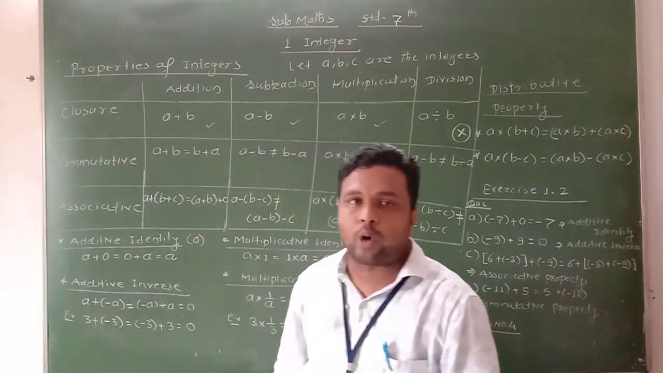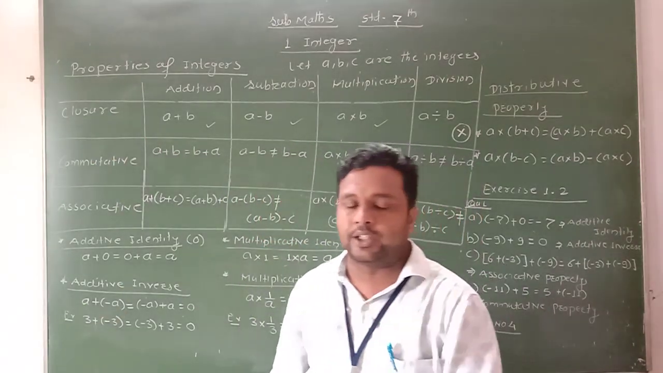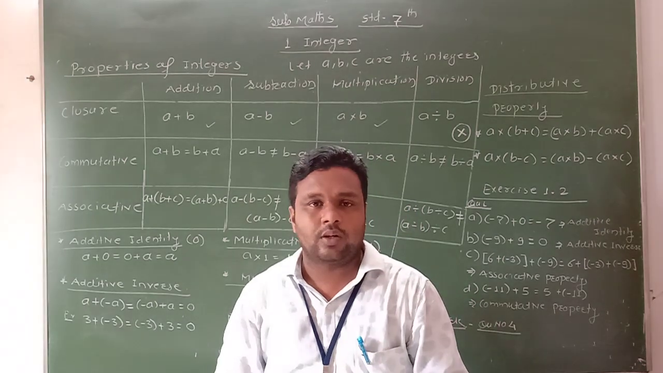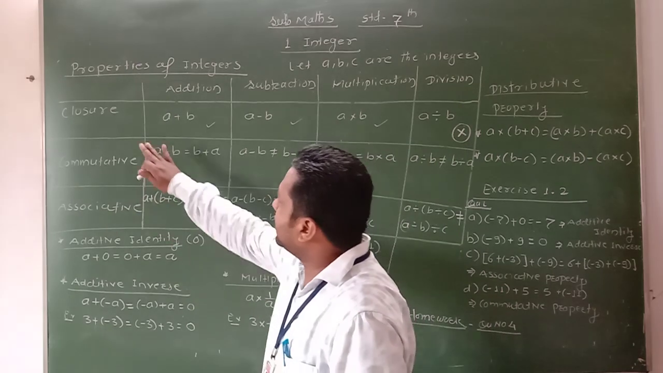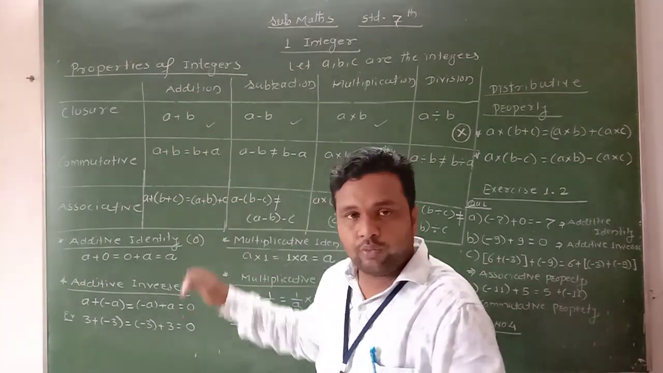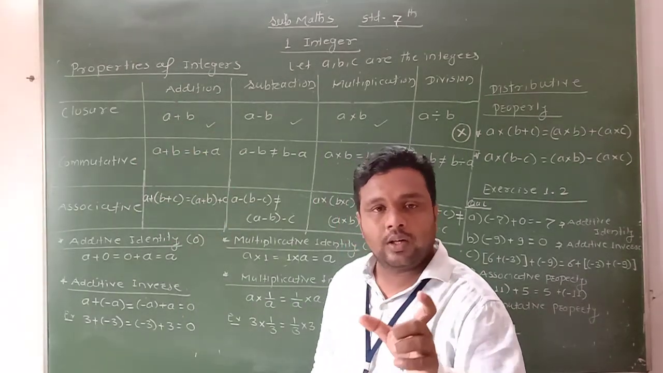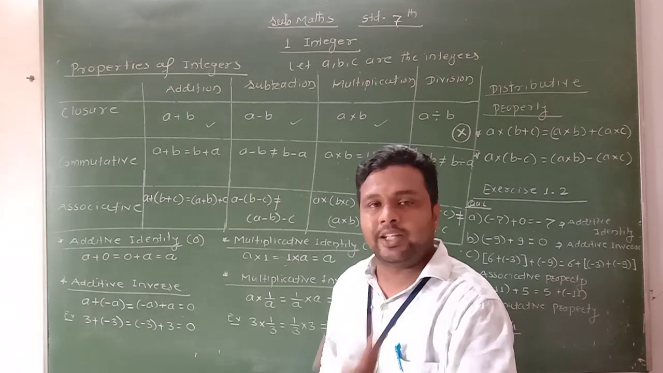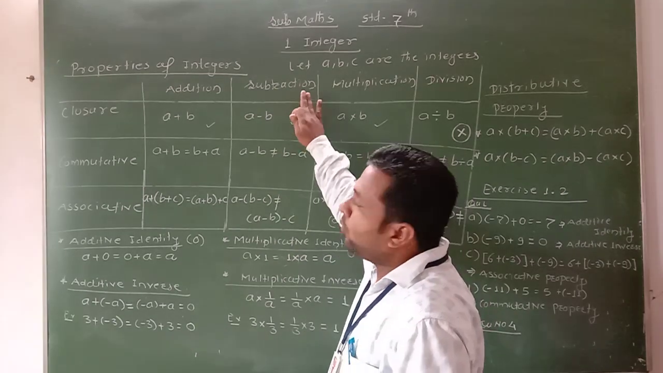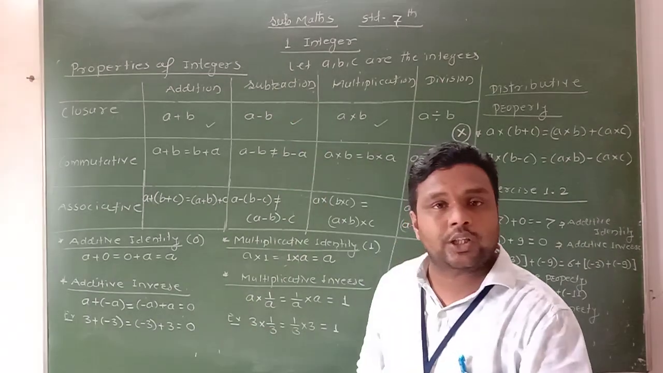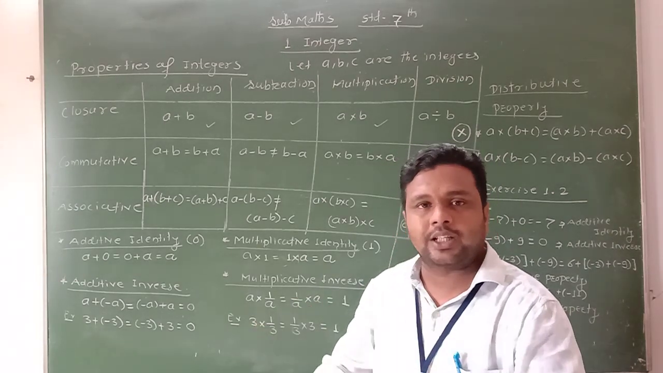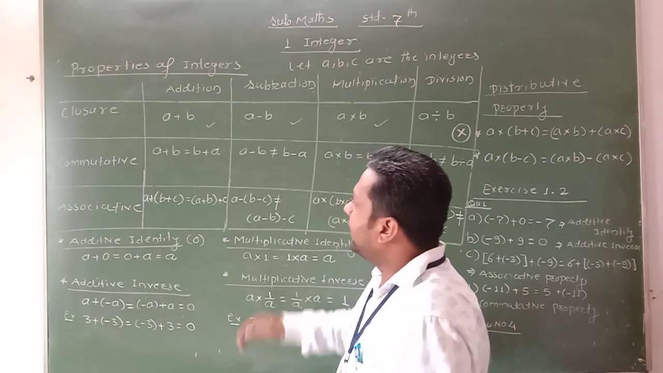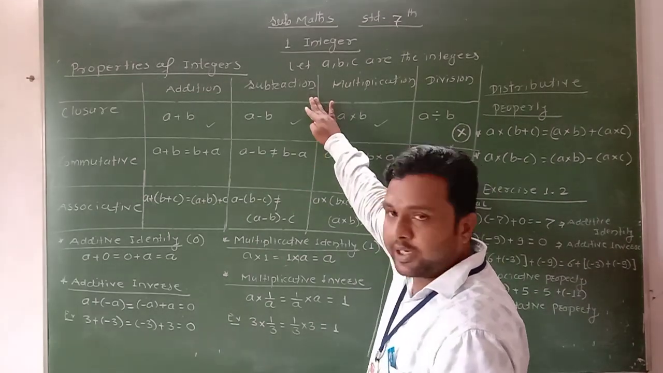Now what is the closure property for the addition of integers? The sum of two integers is an integer, therefore this is closed under addition. If we do the addition of two integers, we get an integer. Similarly for subtraction, if we take two integers and do the subtraction, then we get integers only, therefore it is closed under subtraction also.